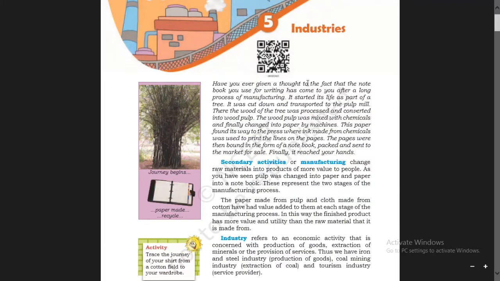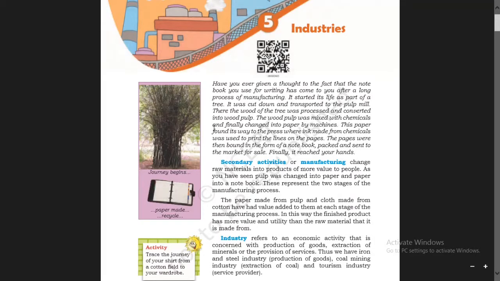Have you ever given a thought to the fact that the notebook you use for writing has come to you after a long process of manufacturing? It started its life as part of a tree. It was cut down and transported to the pulp mill. There, the wood of the tree was processed and converted into wood pulp. The wood pulp was mixed with chemicals and finally changed into paper by machines.